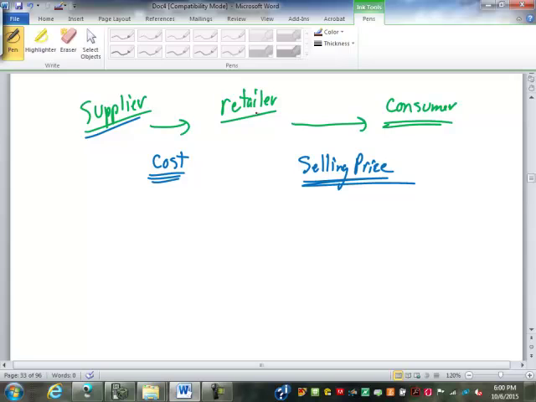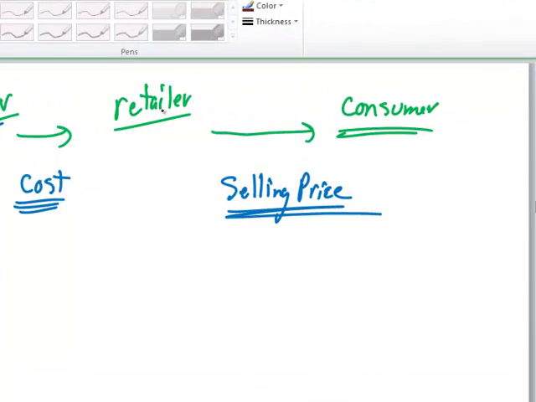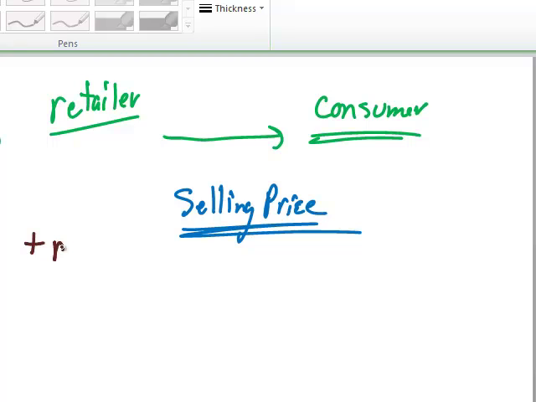Of course, the retailer has to make some sort of profit off of this, has to cover some internal costs, some overhead and stuff like that, plus some profit, so they are going to have a markup. So the cost plus the markup is going to equal the selling price. And that is a pretty standard equation that's going to cover everything we do.